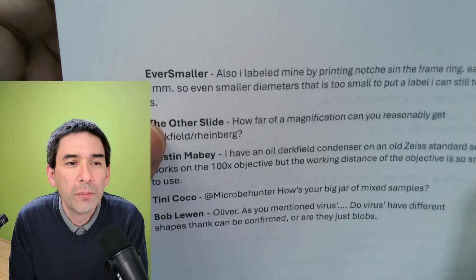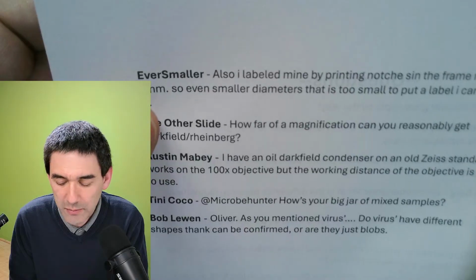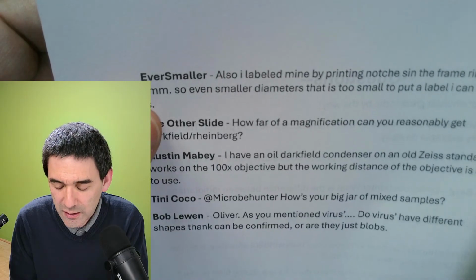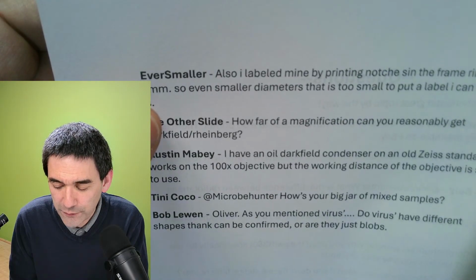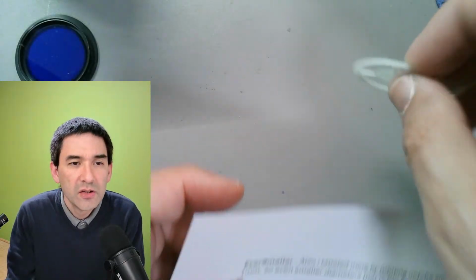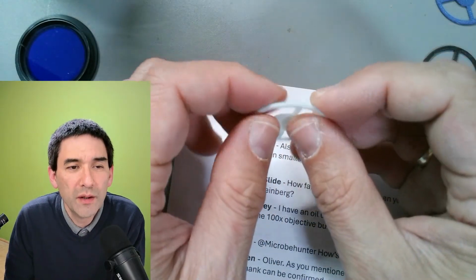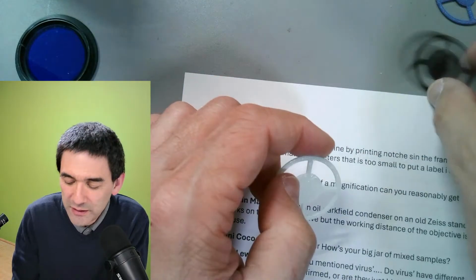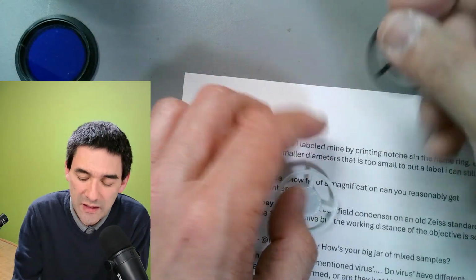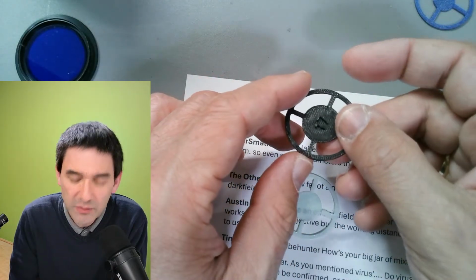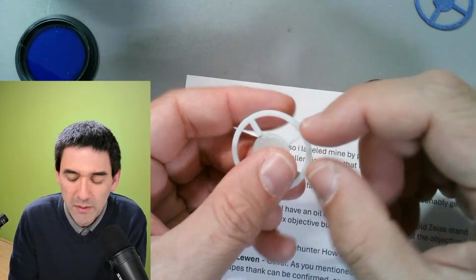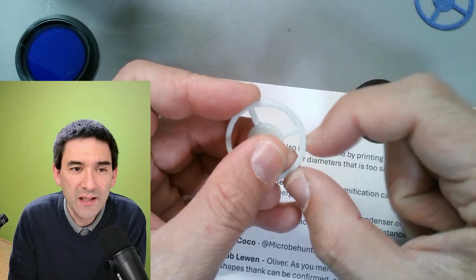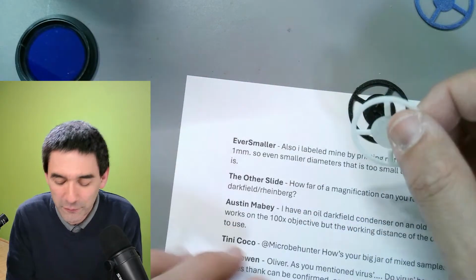That's interesting. You put a notch. My printing notches in the framing ring. Oh, I see. So basically, that's an interesting one. If you want to know what the diameter is, instead of printing it, if I understand you correctly, instead of actually printing it on here, you made notches on the side here to be able to distinguish the different filters.